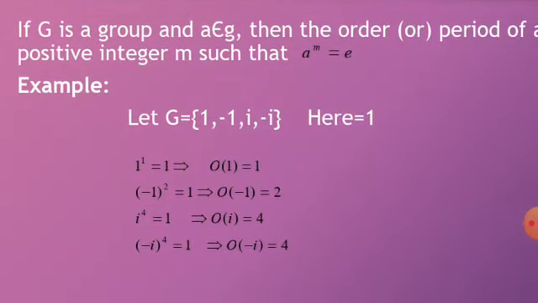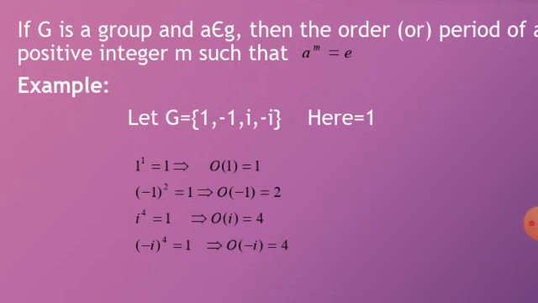By an example, we can easily understand the order of an element. Let us consider a group {1, -1, i, -i}. Here e is equal to 1, so the identity element is 1. When we raise an element to a power, we have to get the answer as the identity element e. Then that power value is called the order of an element.